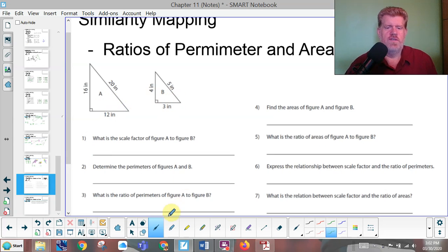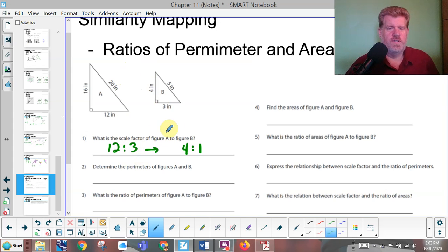12 to 3. So we did it before as a whole number. Okay, so 12 to 3 is a scale factor. Now if I reduce that, isn't it 4 to 1? Isn't this one 4 times bigger than that? 3 times 4 is 12, 4 times 4 is 16, 5 times 4 is 20.